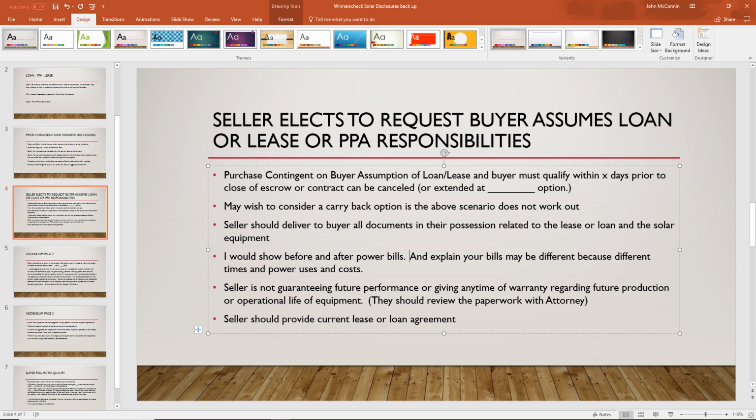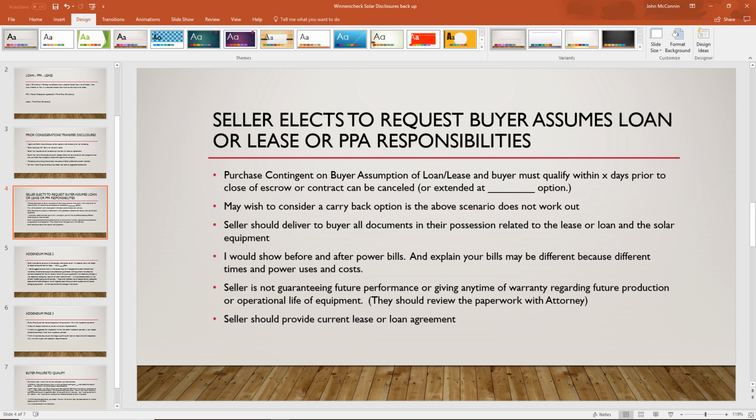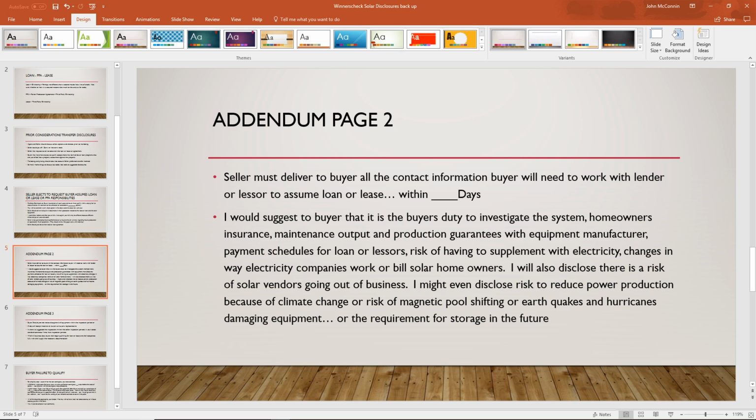So we know we want to give, we'll worry about that later. So we're providing the lease and loan agreement. We're providing the solar equipment that we have. Now, seller must deliver to buyer.